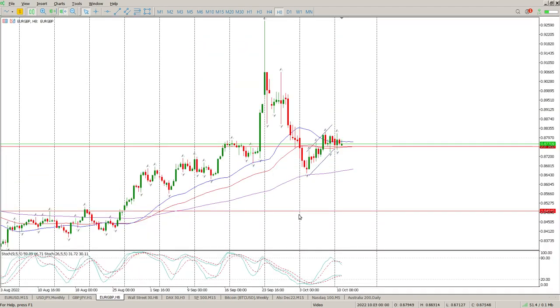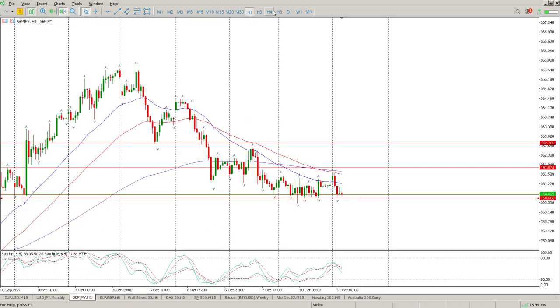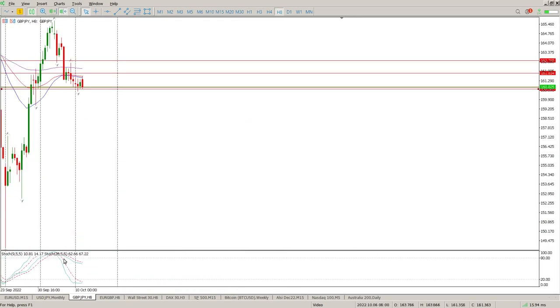Moving on to Euro British pound. This flag is still in play. Although we're still sideways, we've got a crossover of the moving averages here, so everything is pointing to a move down. If that is going to happen, that basically means weak euro, strong pound, and that means the pound yen is going to rocket as well. Now, just go back to pound yen. If you look at the 8 hour here, you can see the oscillators are indicating the same thing.